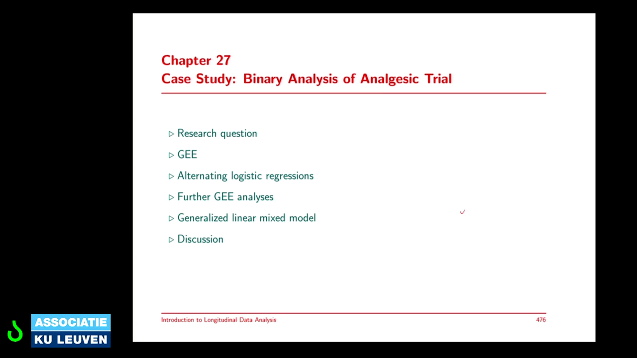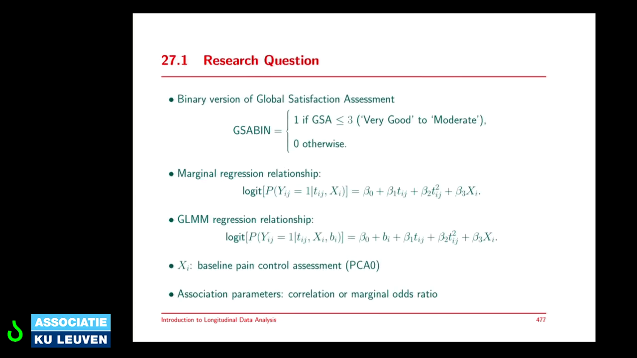And just like in chapter 26, we will illustrate a variety of methods that one can use for the binary repeated outcome that we are faced with here. So, the binary outcome is, of course, created from the 5-point ordinal outcome by declaring everything 1 if it's very good, good, or the medium category, and 0 otherwise, so that would be very bad and bad.